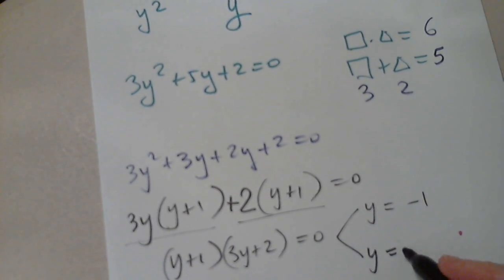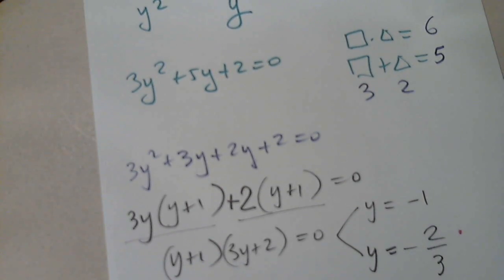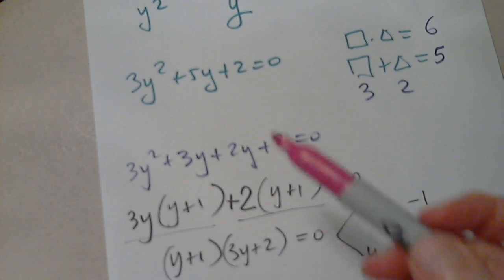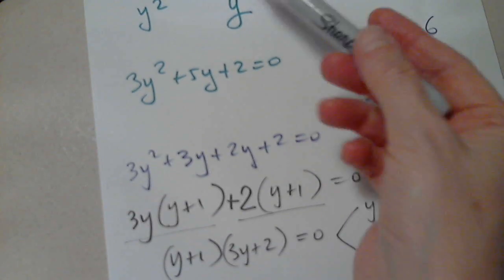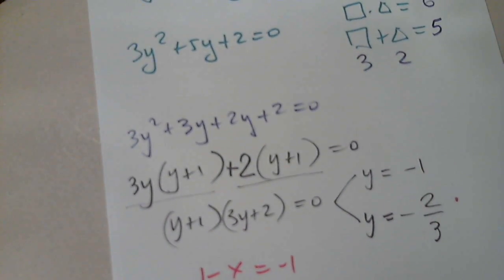and negative 2/3. Excellent. Is this good? It's brilliant, but not good enough. How come? 1 minus x. 1 minus x equals negative 1, and 1 minus x equals negative 2/3.